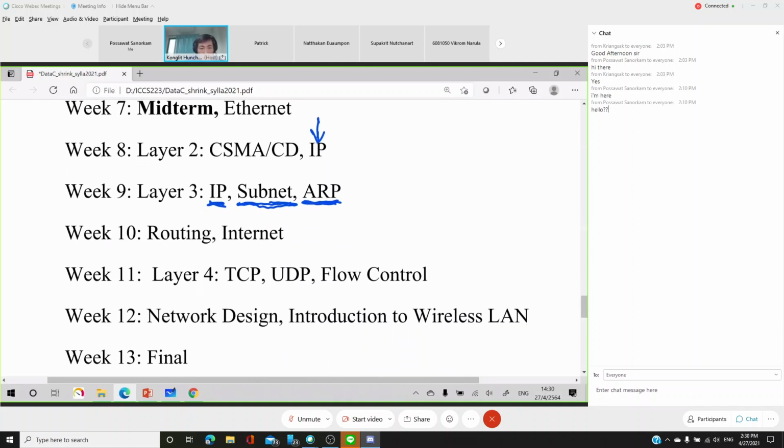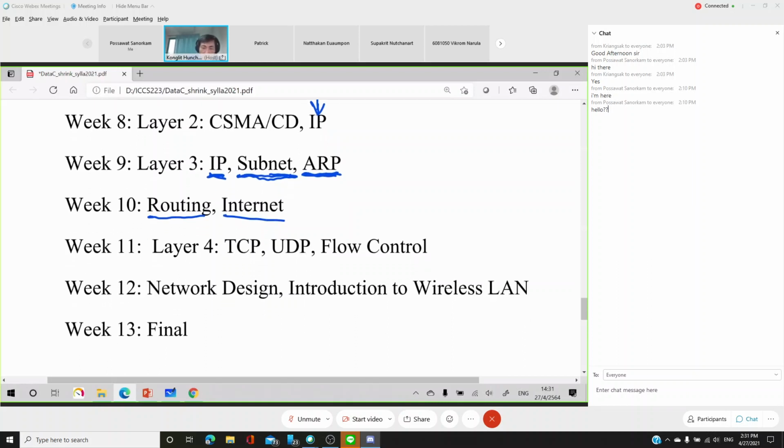And then we go up to layer 4. I'm sorry, not yet. Week 10, layer 3, we talk about routing. We talk about the internet. And we're also going to talk about equipment, like hub, switch, router. And in layer 4, you're going to see the protocols called TCP and UDP. So this is also internet protocol.